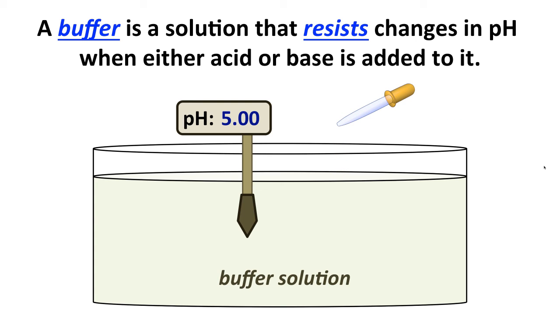Now, conversely, if we have the same buffer and instead we add to it some base, then adding base makes the pH increase. But again, if it's a buffer solution, the pH doesn't increase very much. Maybe it goes up to 5.12, for example. So buffers are substances or solutions that resist changes in pH when either acid or base is added to the buffer solution.